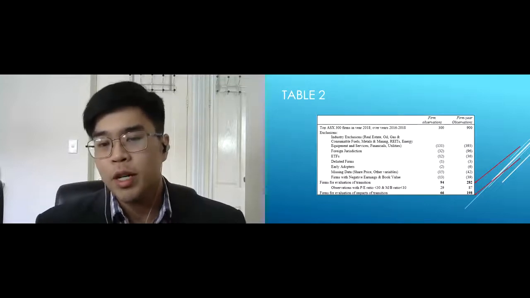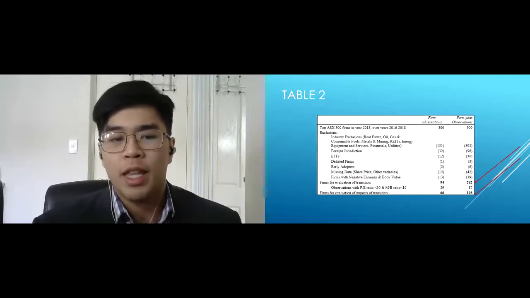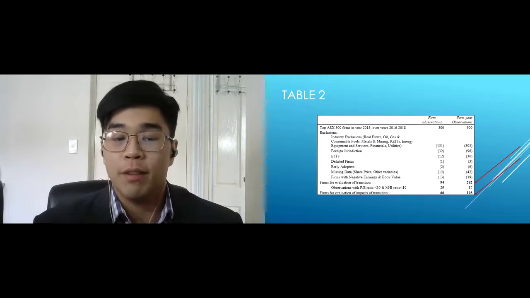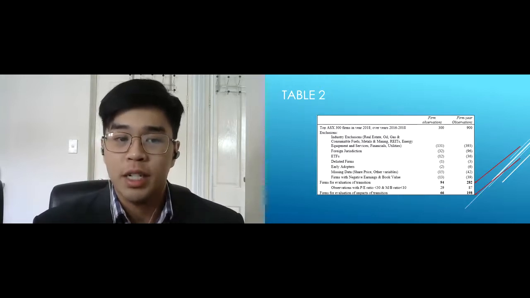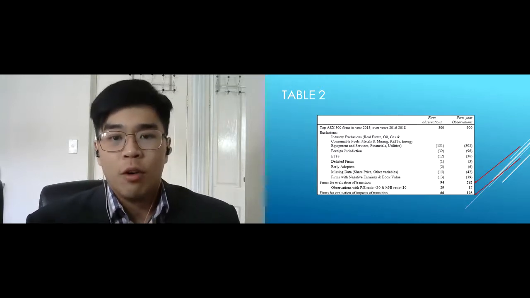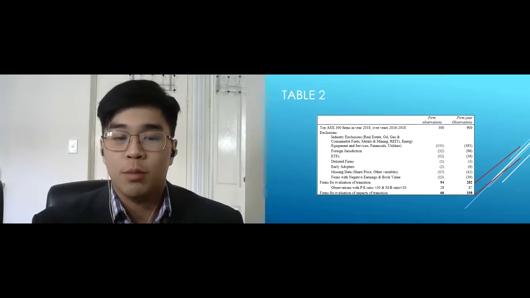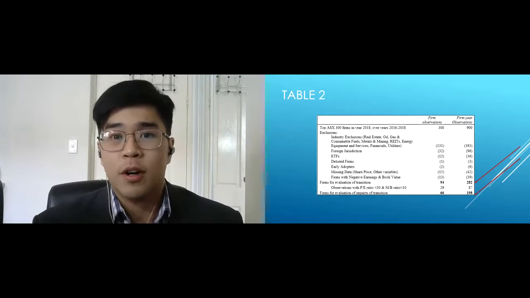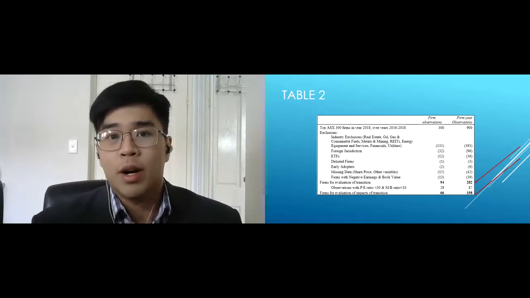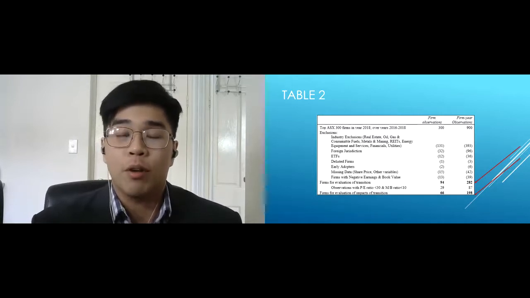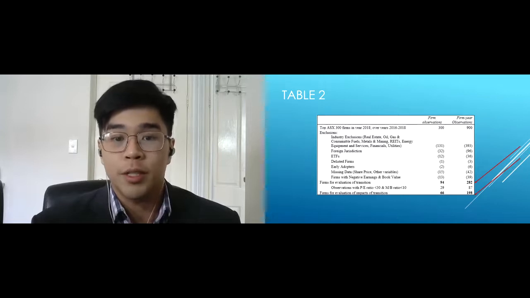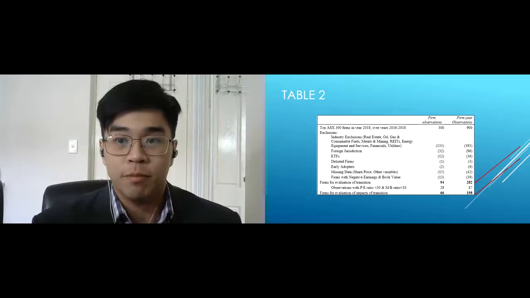So we start off with 300 and we end up with 94 firms that we evaluate for the transition. We then only include firms with a P/E ratio of less than 30 and market-to-book ratio of less than 10, because for our analysis, these are firms where we believe their earnings and book value would still be relevant for users. Hence, we end up with 66 for our further tests.